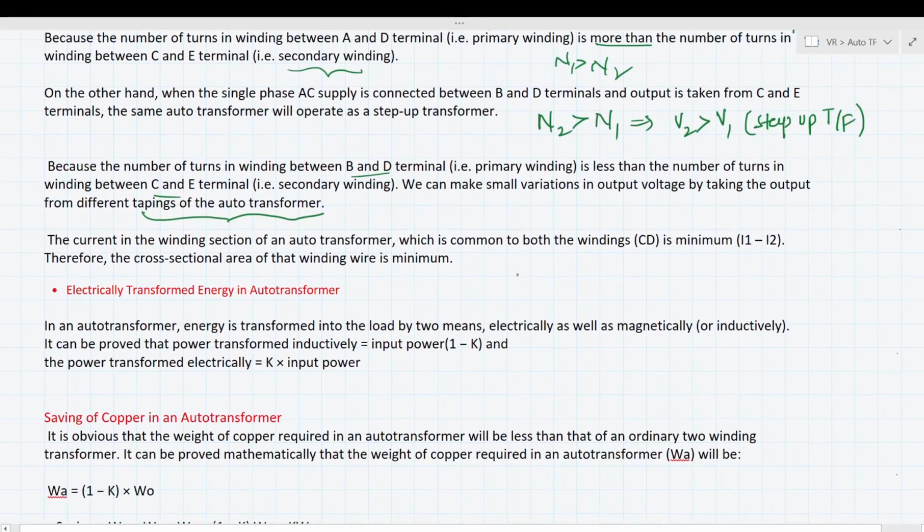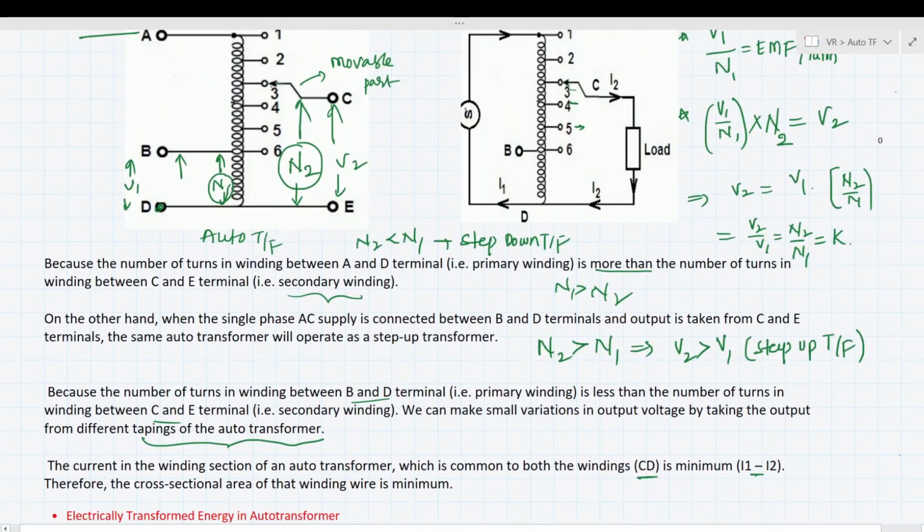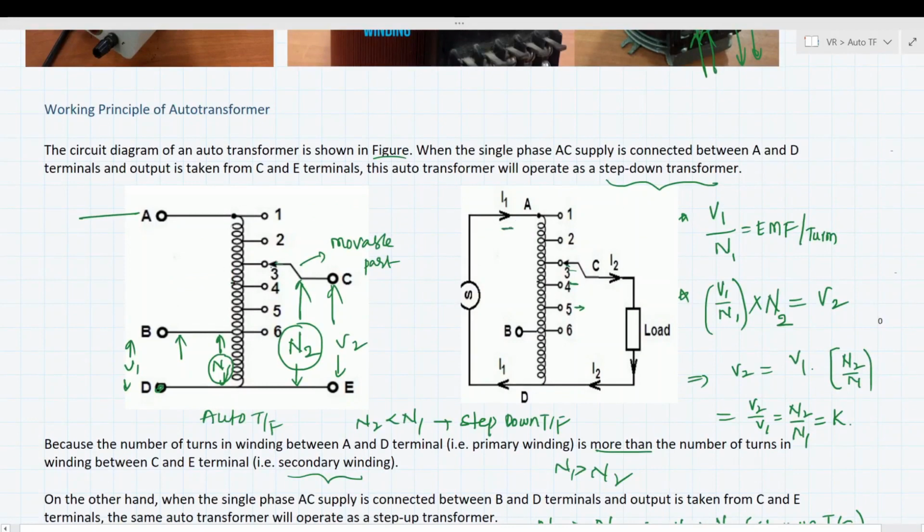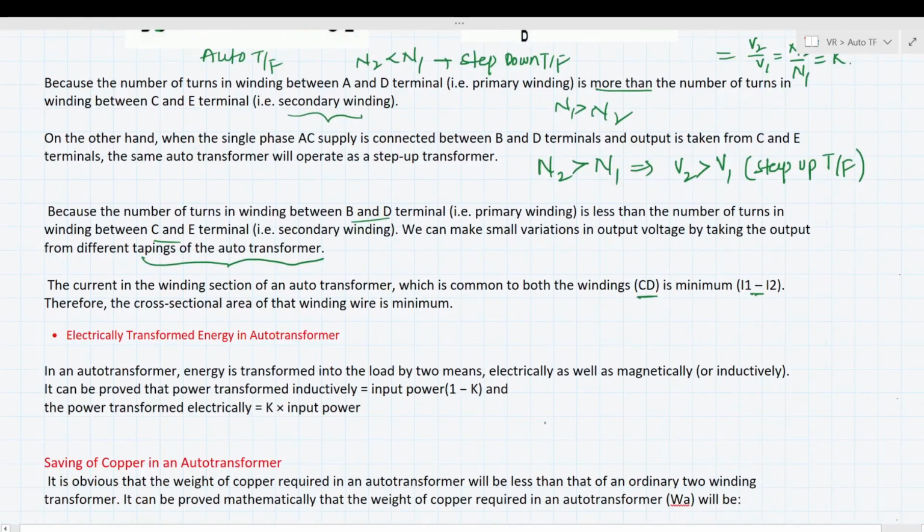The current in the winding section of the auto transformer, which is common to both windings CD, is minimum. So let us take this as the current flowing I1, and this is the current flowing I2. Here I1 is the primary current, I2 is the secondary current. So the current through this path will be I1 minus I2. This is very small. Because it is very small, we can use a minimum cross section area of the winding. Because there is small current flowing through the winding, less copper will be required.